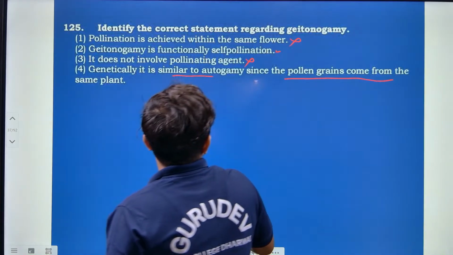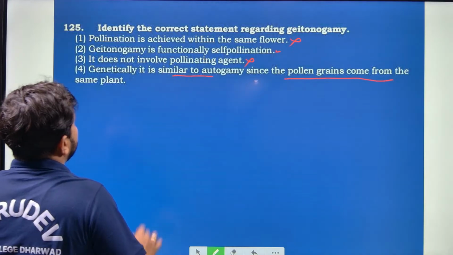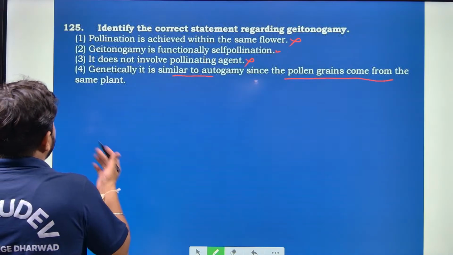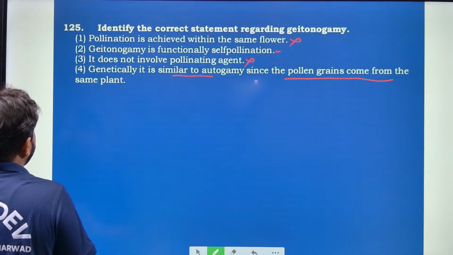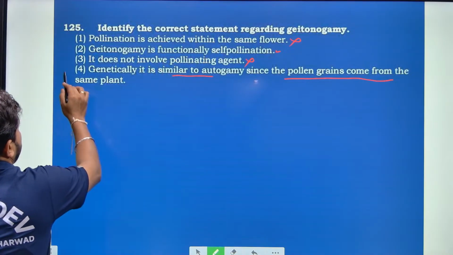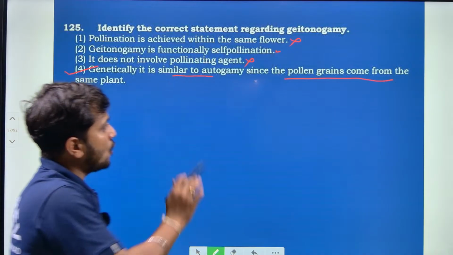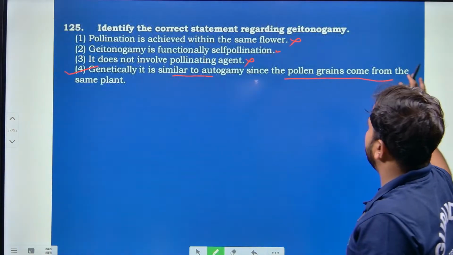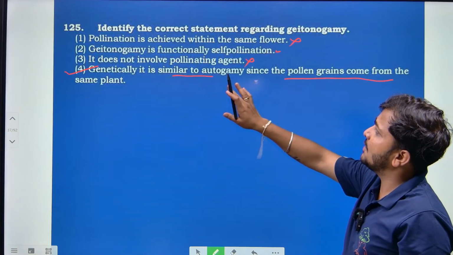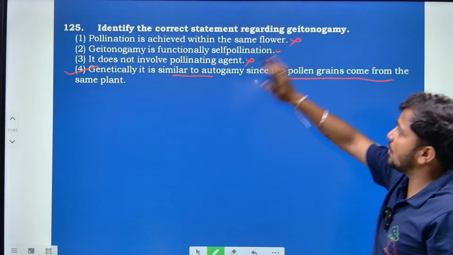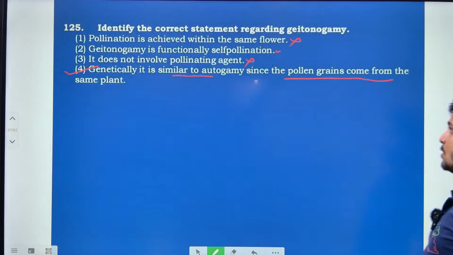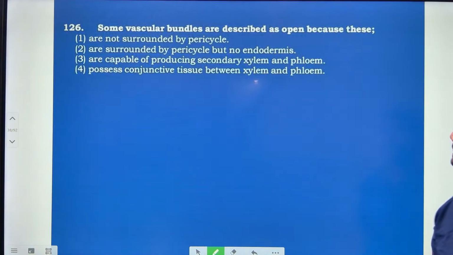Then genetically it is similar to autogamy, since the pollen grains come from the same plant, right? Geitonogamy does not involve a pollinating agent is the statement here. According to this, the correct statement I am going to find out is that genetically they are similar to autogamy, since the pollen grains come from the same plant. So geitonogamy is functionally self-pollination, but the correct statement is the fourth one. So here the fourth option is correct.